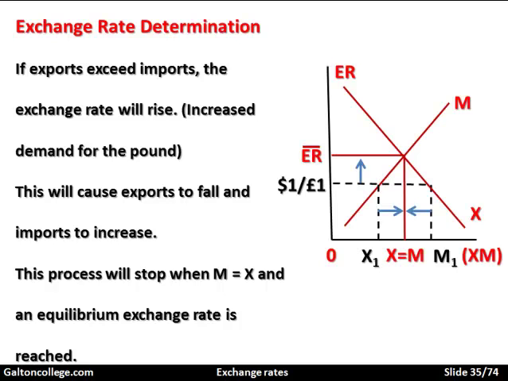So if we look at the diagram there, if we start with $1 to the pound, we can see that exports are more than imports. That means that the foreign central banks have to buy pounds. They're, in other words, increasing the demand for pounds, so the exchange rate of the pound will start to rise.